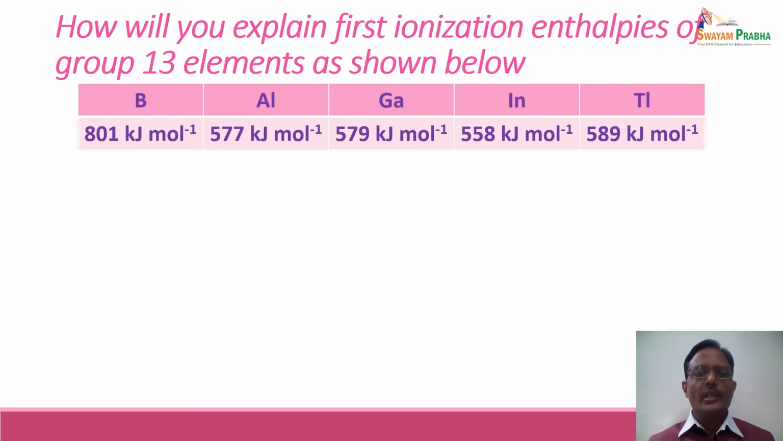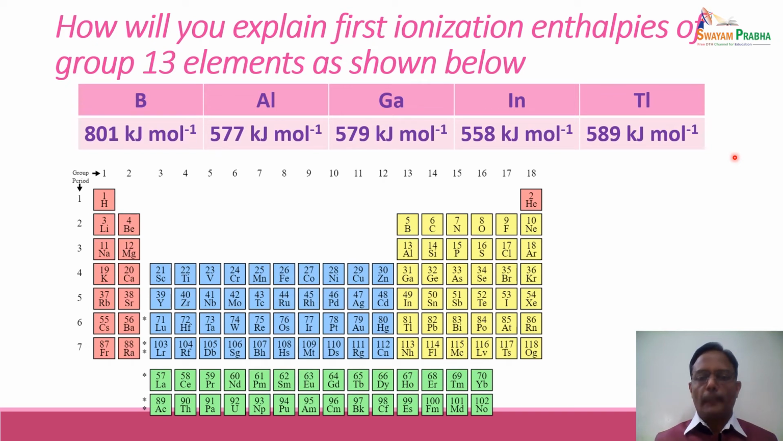Okay, now how will you explain the first ionization enthalpies of group 13 elements as shown below? Now we know that in group 13 we have boron, aluminium, gallium, indium and thallium, and the ionization enthalpy values are given as 801, reducing to 577, increasing to 579, again decreasing to 558, and again increasing in thallium to 589. Now if we see the position of these elements in the periodic table, they are present in group 13 as boron, aluminium, gallium, indium and thallium.